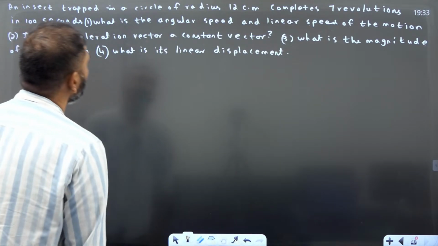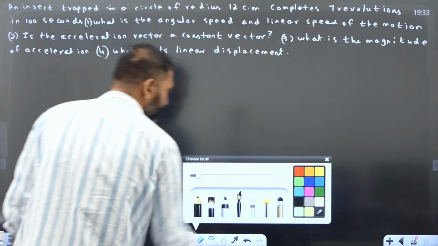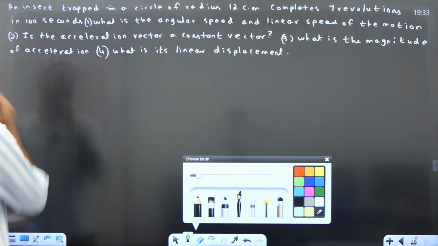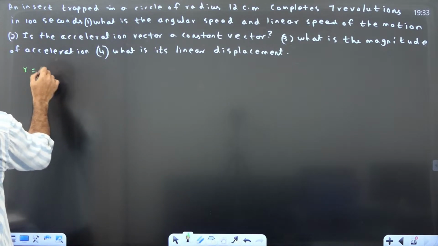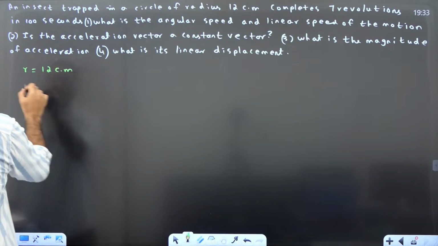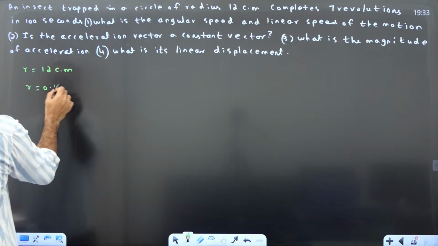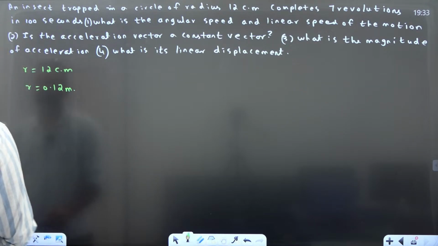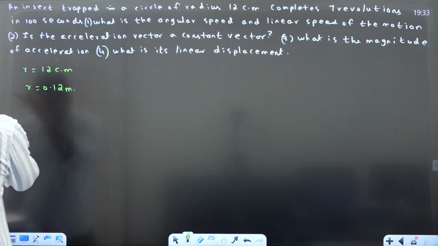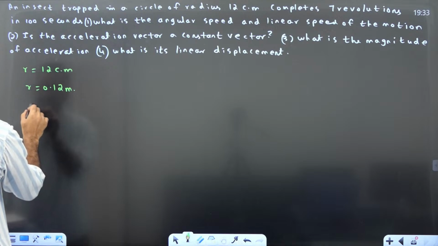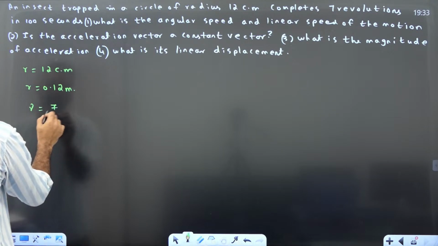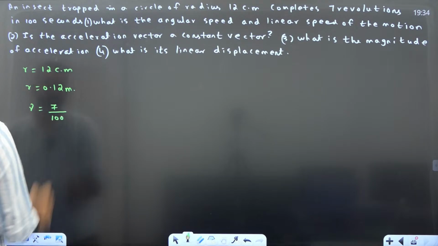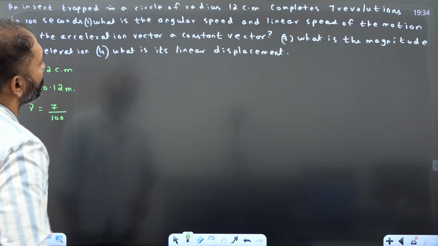Okay, so this is the question. An insect is trapped in a circle of radius 12 cm. That is, radius is equal to 0.12 meter. It completes 7 revolutions in 100 seconds. So frequency is equal to what? 7 by 100.